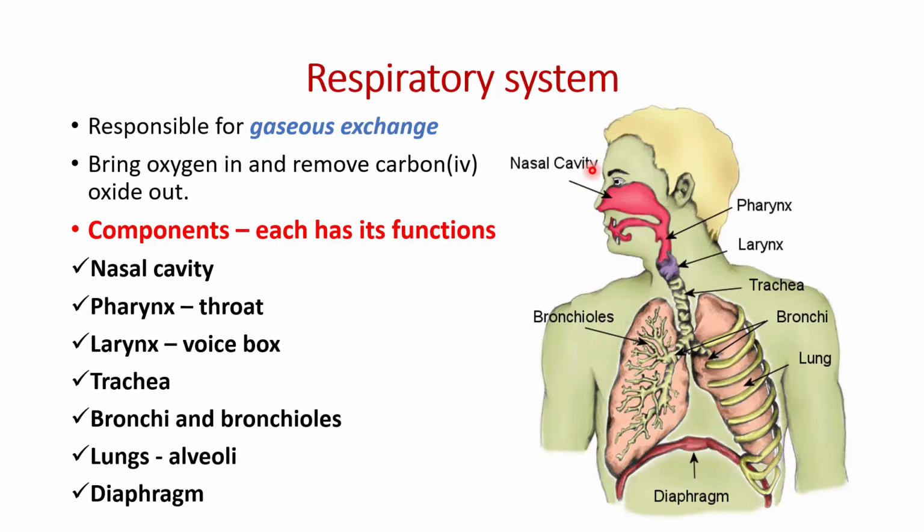So those are the components of the respiratory system: nasal cavity, pharynx, larynx, trachea, bronchi and bronchioles, of course, contained in the lungs. Then the lungs will contain the alveoli, the functional unit, the one that is responsible for gaseous exchange. That's where gaseous exchange usually happens. And then you'll have the diaphragm.